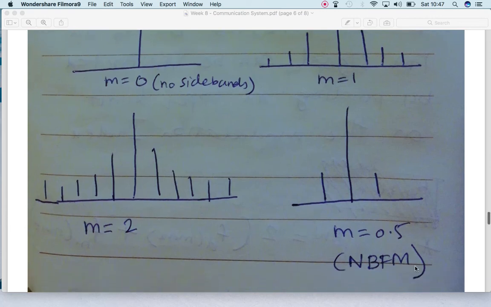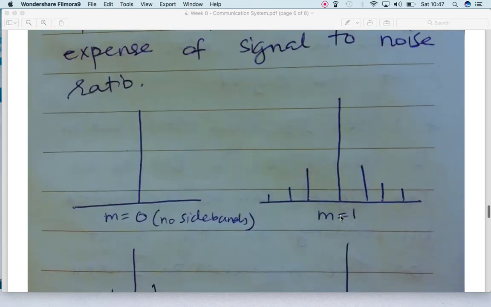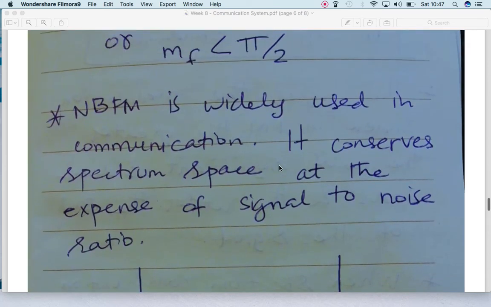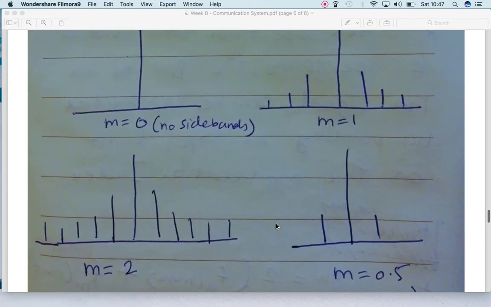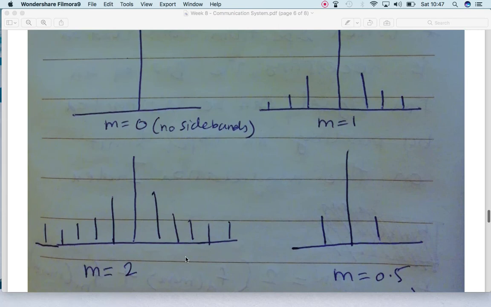Now this is the case of the narrowband FM, in which we have a modulation index of 0.5. As you can see in the diagram, there is only a central carrier frequency with a first order sideband on the left as well as on the right hand side. Another important thing to remember is the statement that it conserves the spectrum space at the expense of the signal to noise ratio. Now you can see that in this case the information is represented by the sidebands on the right hand side and on the left hand side.